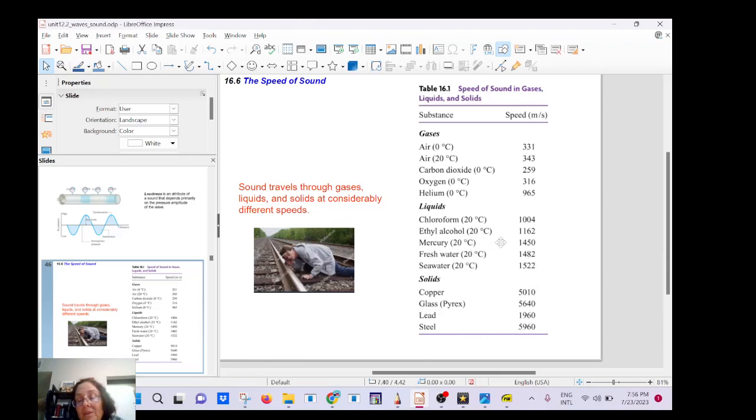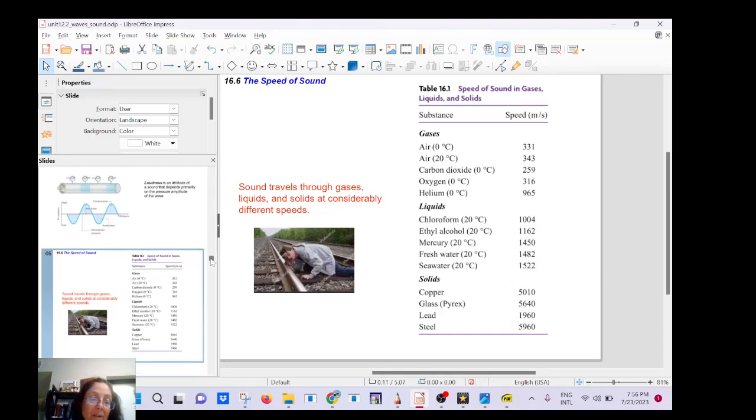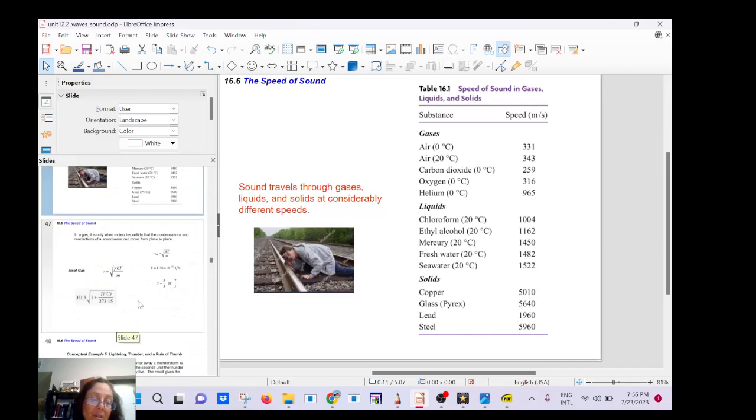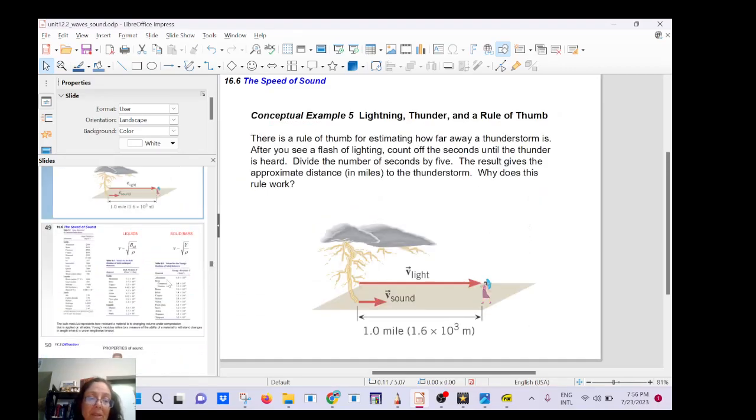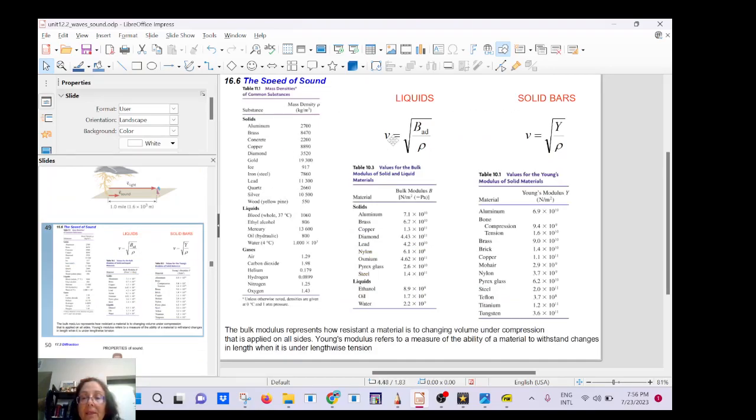So in a liquid, you see that also, you're going to have a larger speed, and in a solid even larger. So there is all the physics about that. You know, it's not that interesting. You can find the relationship here to find the speed of sound in a liquid or in a solid.